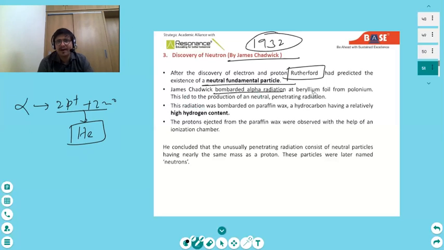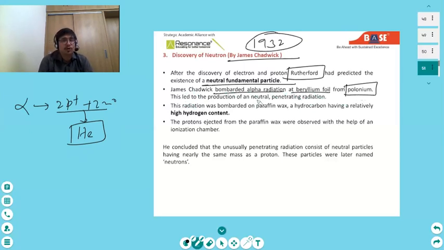So he bombarded alpha radiation at the beryllium foil. Why beryllium foil? He tried various metals like potassium and others. Beryllium gave a better result. Rubidium and others he also used. So, beryllium foil. Polonium was the radioactive metal which gives alpha radiation. So James Chadwick bombarded alpha radiation at beryllium foil from polonium.